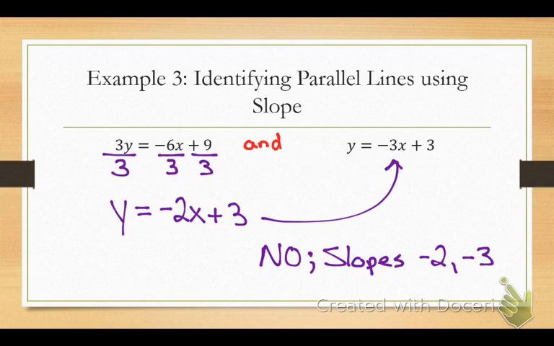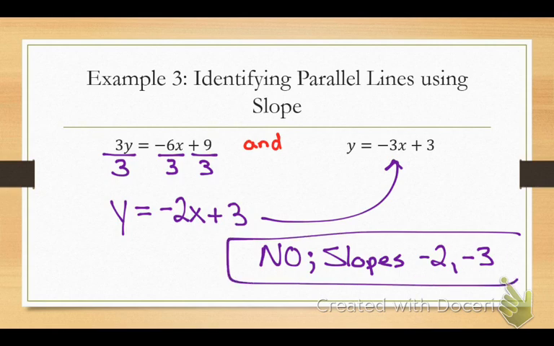So that's the answer. Now, if you didn't show your work and you just were to say no, you'd get the answer wrong because you didn't catch that they both weren't already in slope-intercept. So you have to write them in slope-intercept before you can answer it. Any questions? Okay, that's everything you need to know for section 4.4.